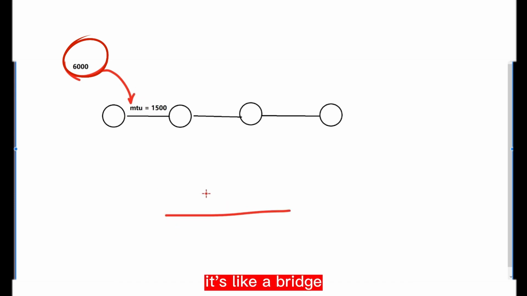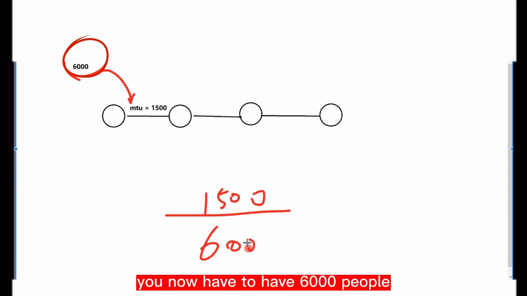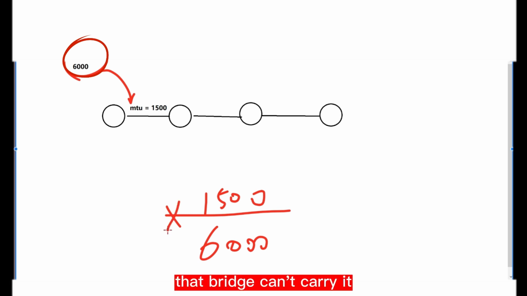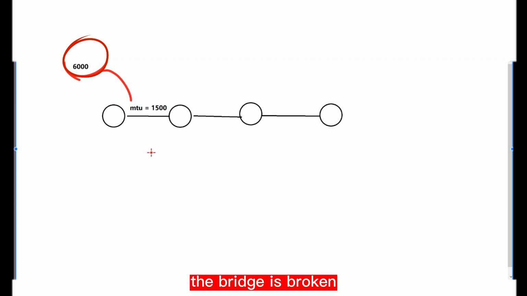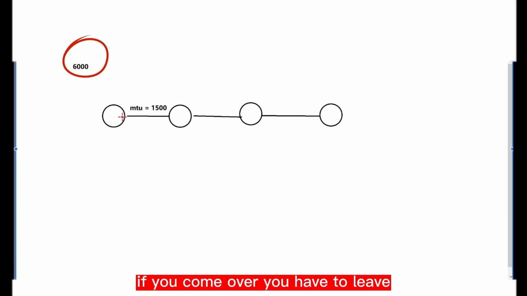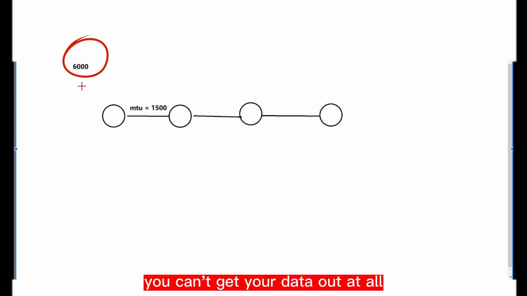It's like a bridge. A maximum of 1500 people can walk on this bridge. If you now have 6000 people walking this bridge at the same time, that bridge can't carry it. The bridge is broken. But for our data communication, if you come over, you have to leave. Then you actually can't go. I won't send it to you. You can't get your data out at all.